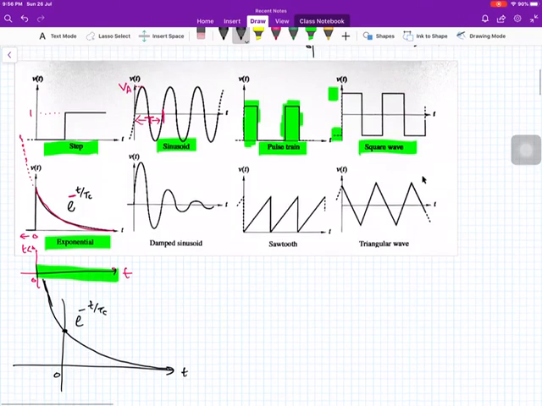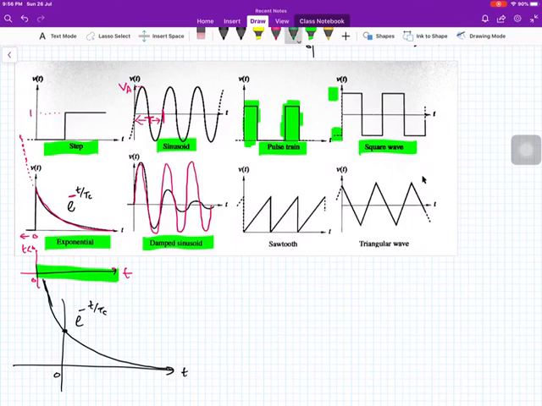Then the damped sinusoid. Basically here we have a sinusoid of fixed amplitude, the positive and negative side fixed, and it is multiplied by a decaying exponential signal like this. So when we multiply these two, we have a damped sinusoid. Then the sawtooth waveform and the triangular waveform.